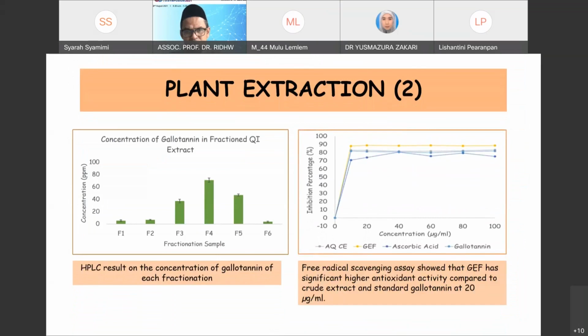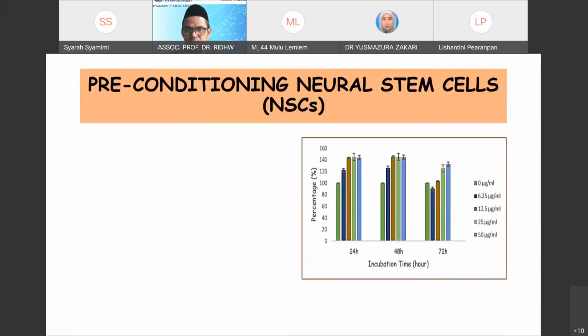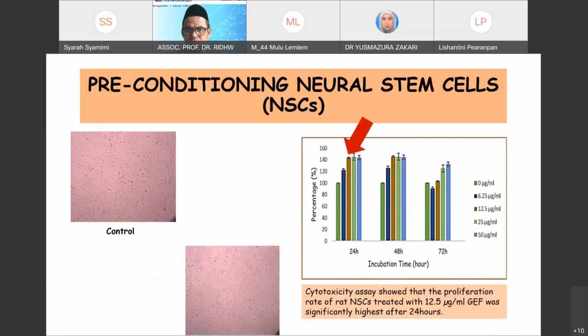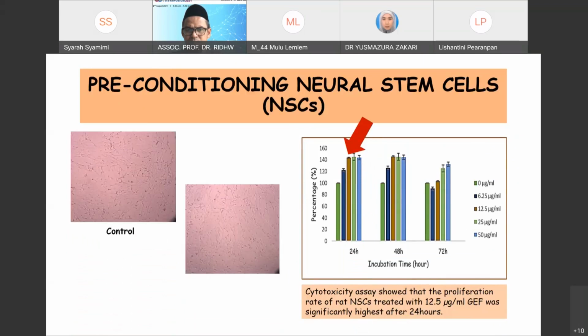We proceeded to a DPPH assay to evaluate the antioxidant potential of galantamine compared to the standard and the crude extract itself, and it shows significantly higher antioxidant activity at 20 microgram per ml compared to the others. We preconditioned the neural stem cells using GEF and did a cytotoxicity assay, and found the proliferation rate of neural stem cells treated with 12.5 microgram per ml GEF was significantly highest after 24 hours. This is the view of the cells after being treated with 12.5 microgram per ml GEF.